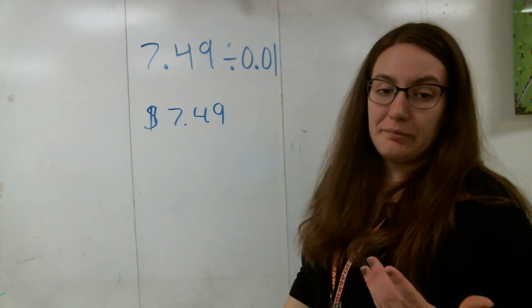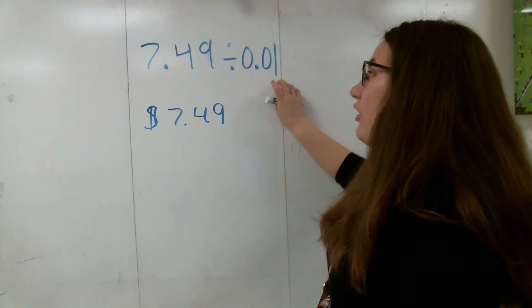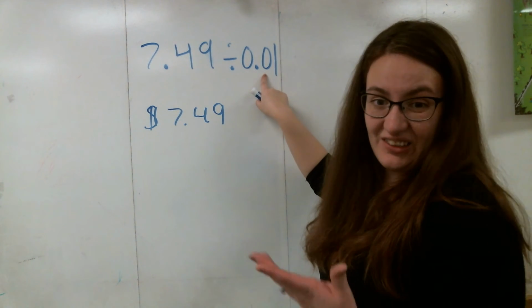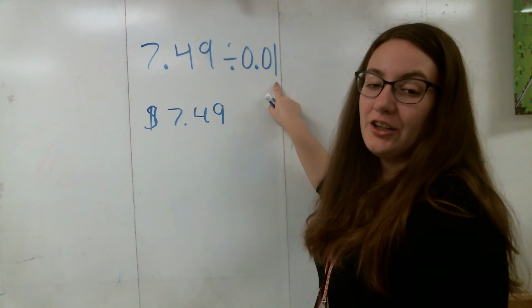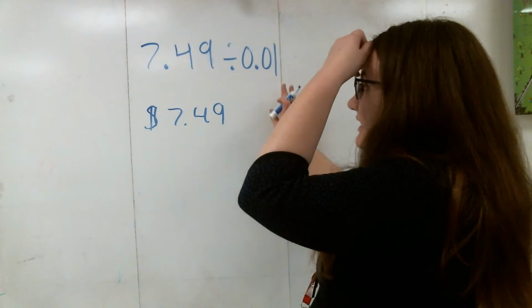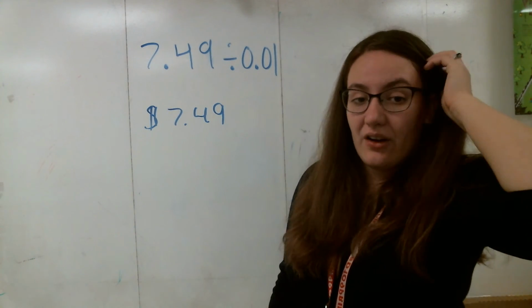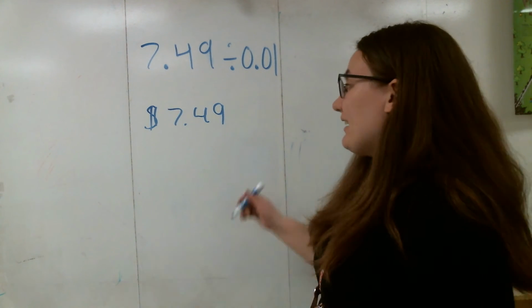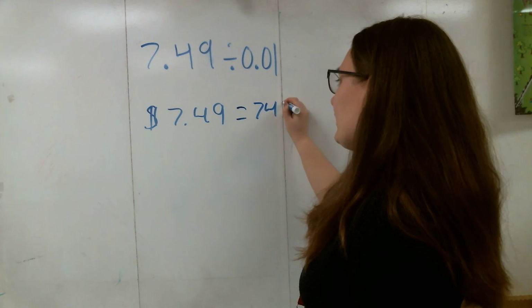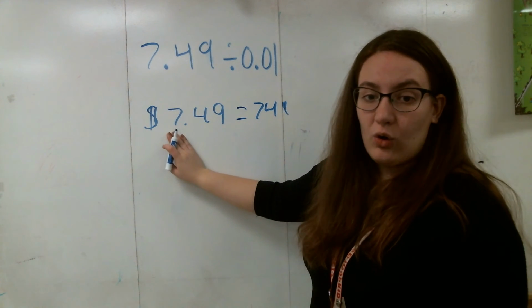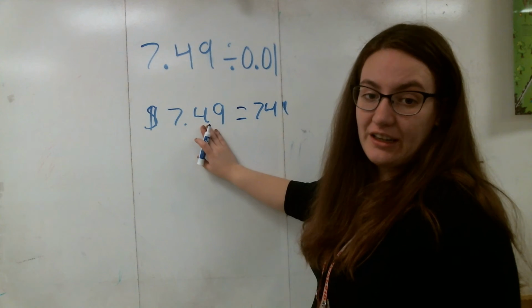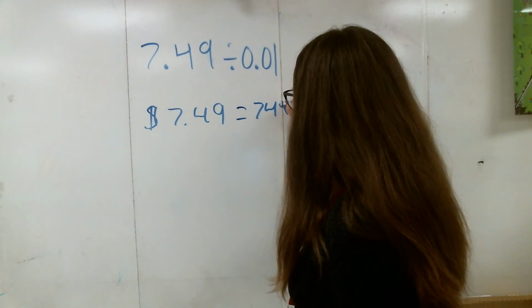I can think, well, in $7.49, how many pennies would be in that? And I know I'm thinking about pennies because this is in the hundredths. If it's in the tenths, you think about tens or dimes. If it's in the hundredths, you think about pennies. So since it's in the hundredths, I'm going to think about, well, if I have $7.49, how many pennies is that? Well, that would be 749 pennies. So I know that 7 wholes would give me 700 pennies, and 49 would give me 49 pennies. So my final answer would just be 749.